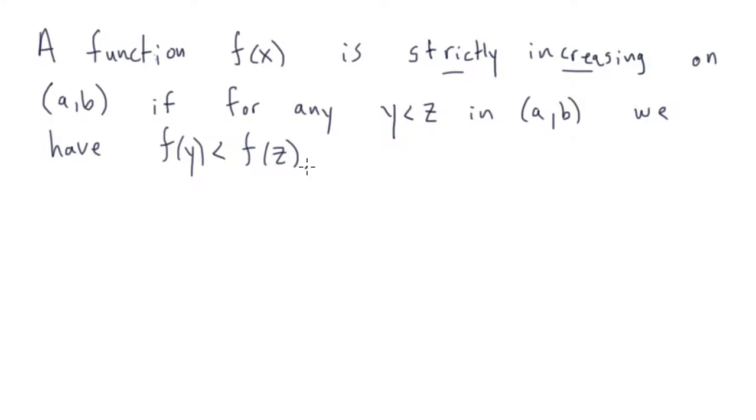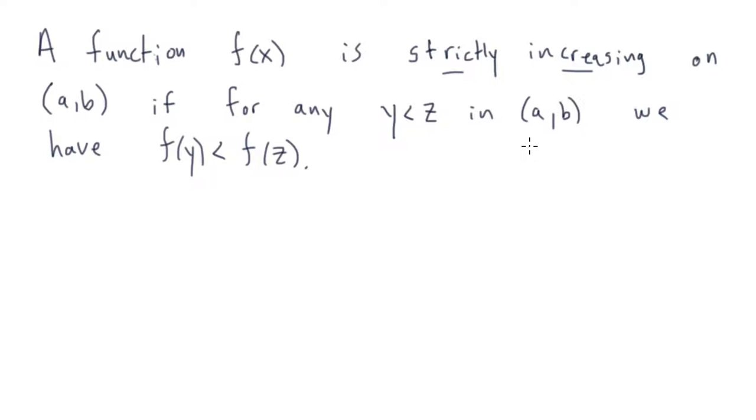So the idea here is pretty simple. As we go from left to right, if I have a point to the left of another point in this interval, then we must have that the function values have this relationship. So f of y, the point to the left, is strictly less than the point to the right.